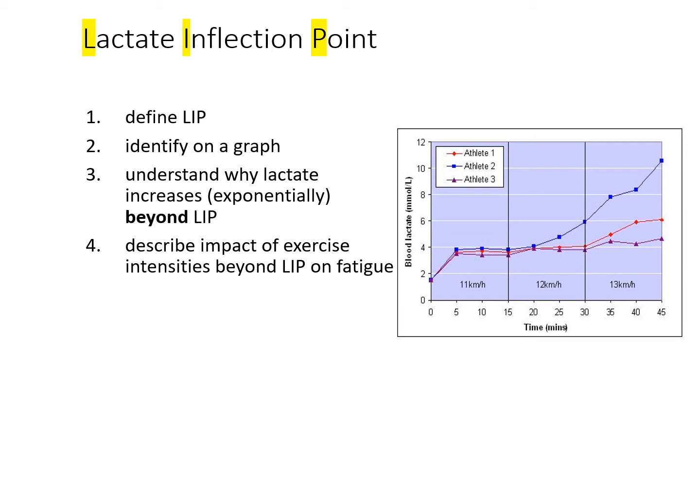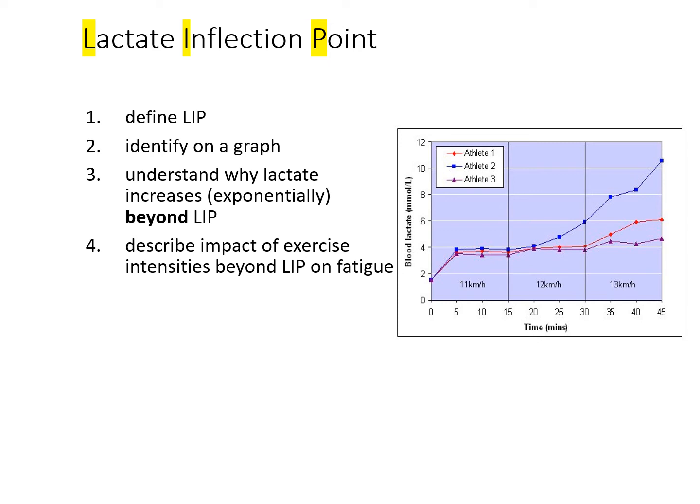In comparison, the purple line, athlete 3, doesn't reach LIP because there is no exponential increase in lactate production. So despite working for 45 minutes at 13 kilometers an hour, his reading is 4.2 millimoles of lactate per litre, but he hasn't actually gone up exponentially, so that's still relatively flat. So athlete 3 is clearly more aerobic. They will do better in this particular work bout because they haven't had to draw increasingly on anaerobic glycolysis.